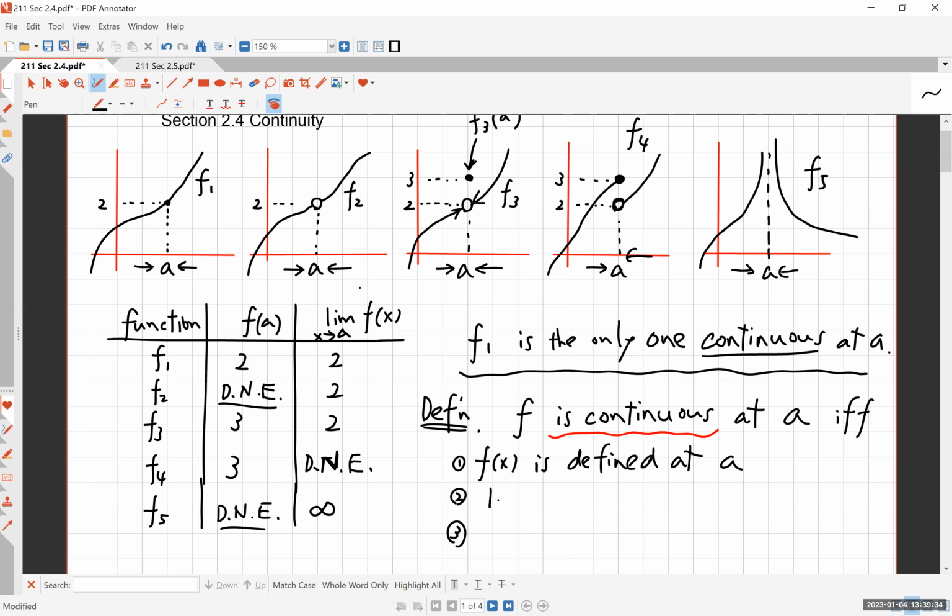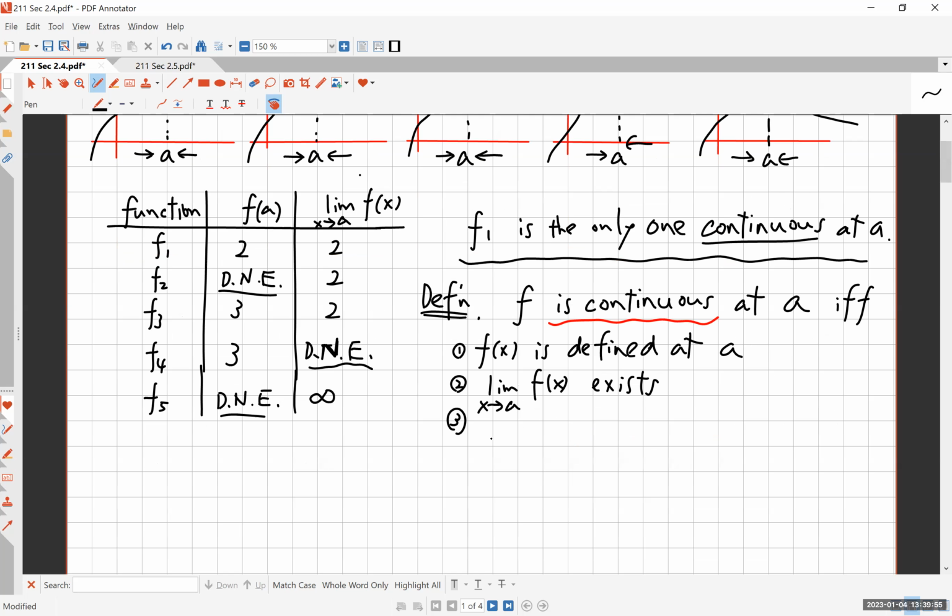And then number two, the limit of f(x) as x approaches a must exist. And so that would preclude f4, because f4 does not have a limit at that point. Whenever there's a jump, as in f4, we don't want to say it's continuous. And then finally, these two are equal.